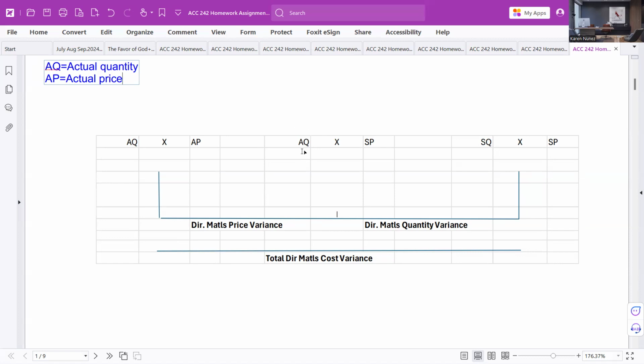And in the middle here, we're looking at the AQ. Well, I just defined that. That's the actual quantity, but times the standard price. So the SP is the standard price. And then on the far right, it's the SQ times the SP. So the SQ is the standard quantity.